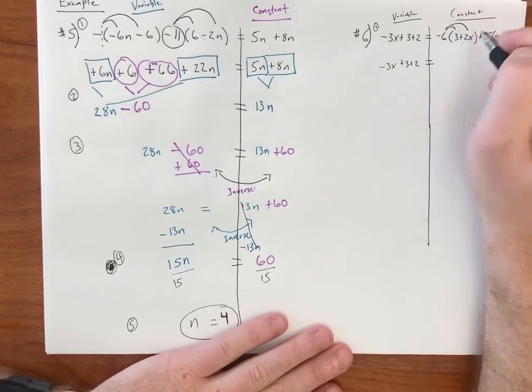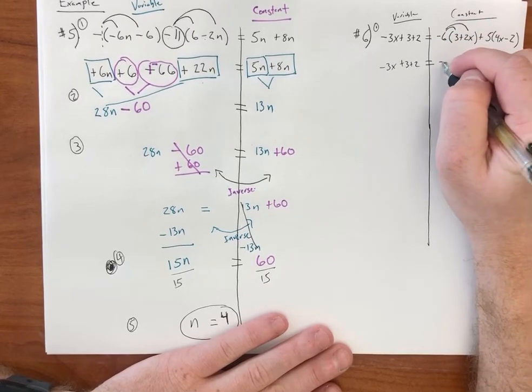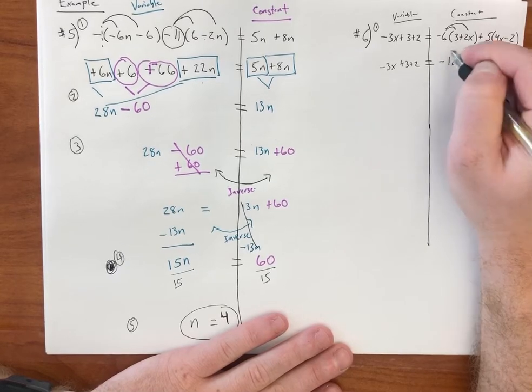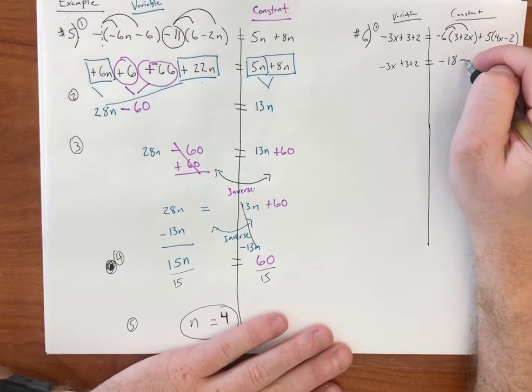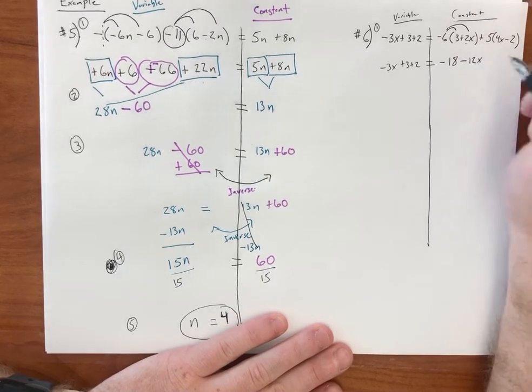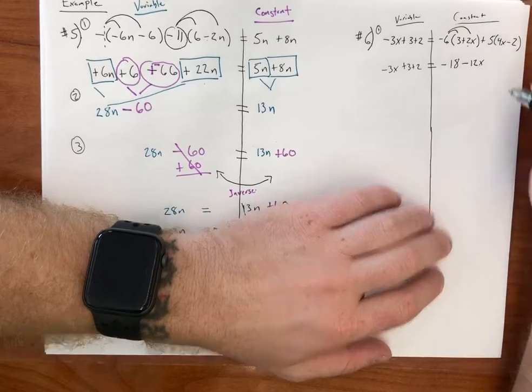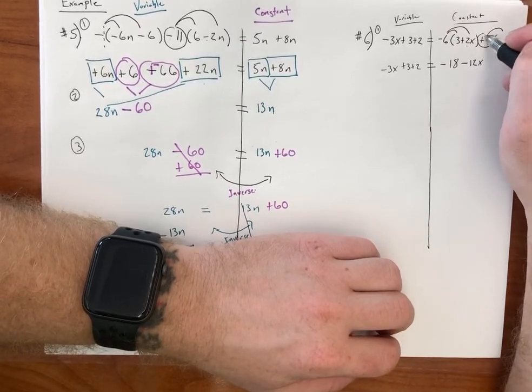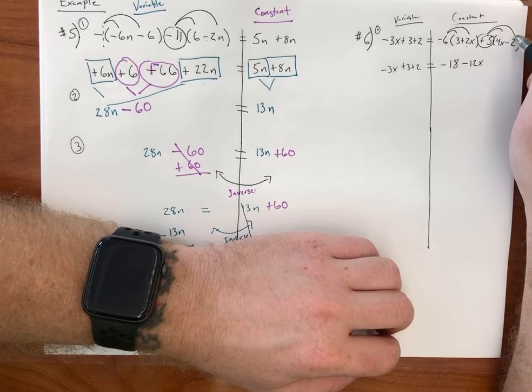Negative 6 to this, so I have a negative times a positive is going to give me a negative. 6 times 3 is going to give me 18. A negative times a positive gives me a negative. 6 times 2x is going to give me 12x. And then now we have to go to the next one. We have to distribute the positive 5. Remember, I've distributed that whole number and the sign. Positive 5, so let's go ahead and do this.